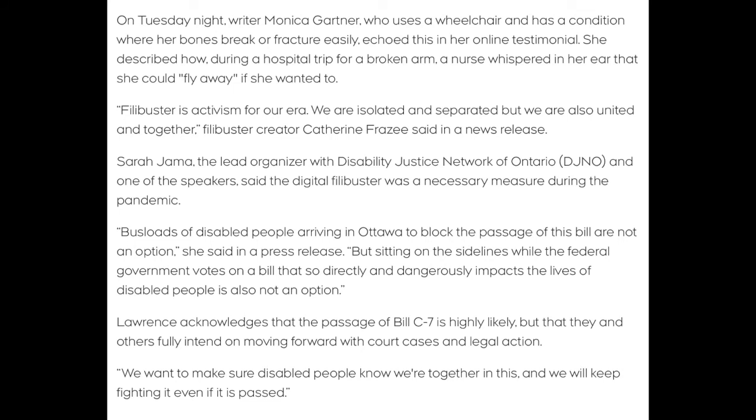Filibuster is activism for our era. We are isolated and separated, but we are also united and together, Filibuster creator Catherine Frazee said in a news release. Sarah Jama, the lead organizer with Disability Justice Network of Ontario, DJNO, and one of the speakers, said the digital filibuster was a necessary measure during the pandemic. Busloads of disabled people arriving in Ottawa to block the passage of this bill are not an option, she said in a press release. But sitting on the sidelines while the federal government votes on a bill that so directly and dangerously impacts the lives of disabled people is also not an option.